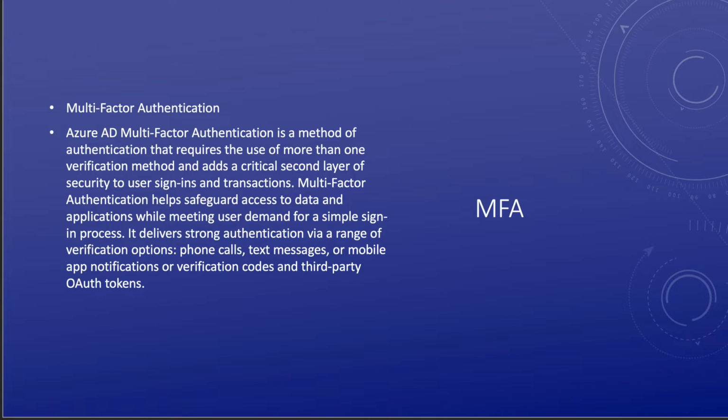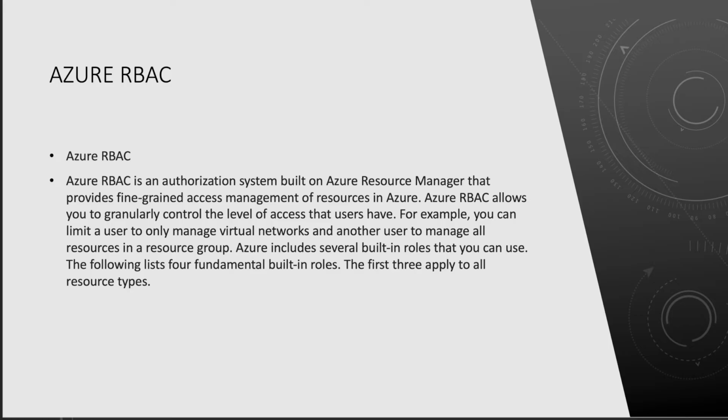If you look at how someone like Google does it, they'll actually do a little pop-up on your phone. Did you try to log in from this address? You can do the same thing in Azure. And multi-factor authentication gives you a strong authentication via a range of verification options. Again, phone, text, mobile app notification, verification codes, third-party OAuth tokens. There's a lot of options in here. I use things like Protect One on some websites just because that's what I need to do. And it's just a neat way of making sure that I'm really me.